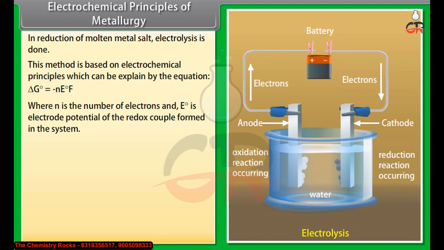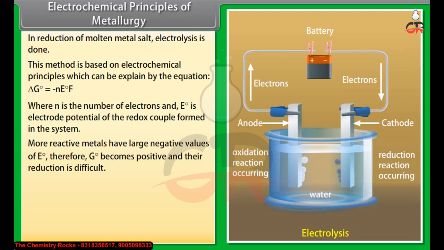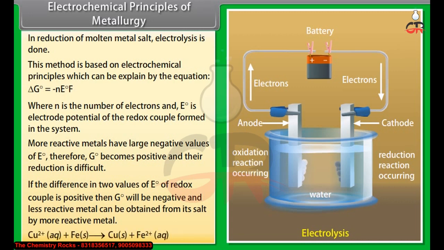More reactive metals have large negative values of E naught, therefore delta G naught becomes positive and their reduction is difficult. If the difference in two values of E naught of the redox couple is positive, then delta G naught will be negative and a less reactive metal can be obtained from its salt by a more reactive metal.